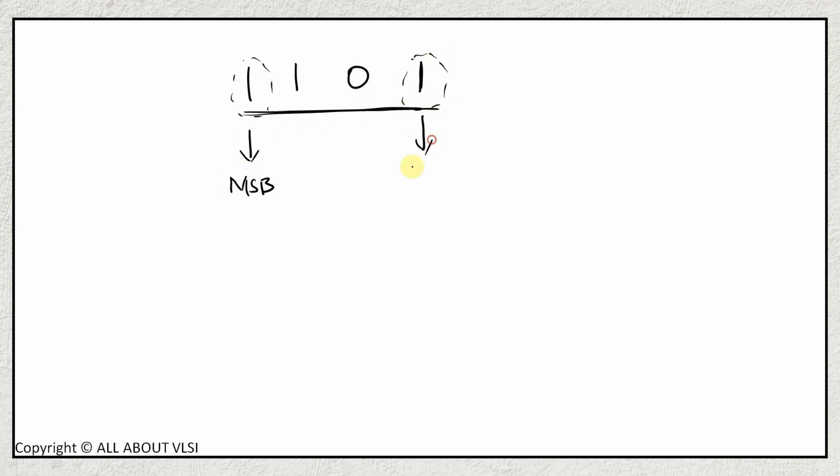Let's say we are storing a value 1101. Now, what is MSB and what is LSB? So this is the MSB, and this is the LSB, which we are storing.